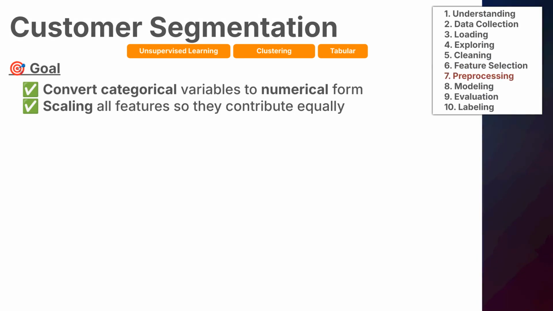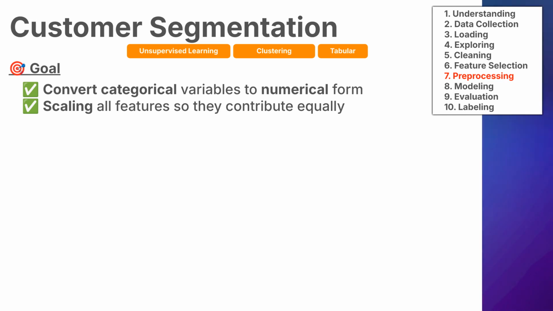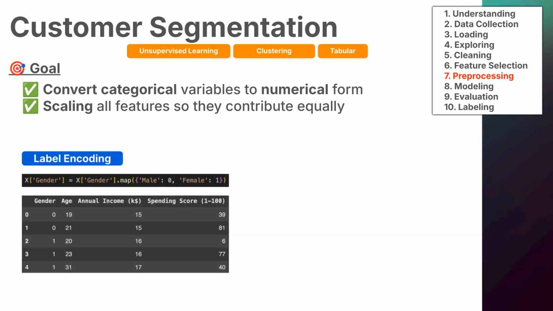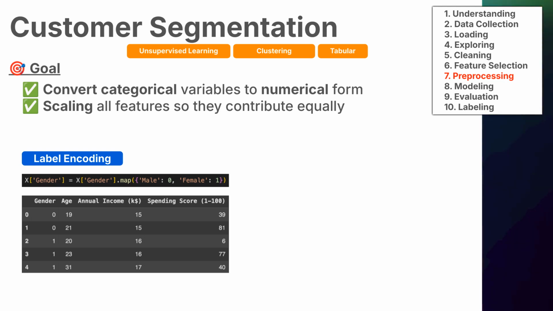7. Pre-processing. To prepare the dataset for k-means clustering by converting categorical variables to numerical form and scaling all features so they contribute equally to the clustering algorithm. First, label encoding for gender. In this case, we use label encoding with the map method. This replaces female with 0 and male with 1. This is suitable because gender is a binary categorical variable, and mapping keeps the result clean and compact with just one column.